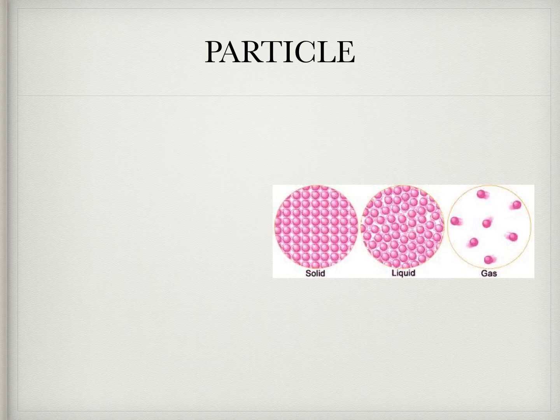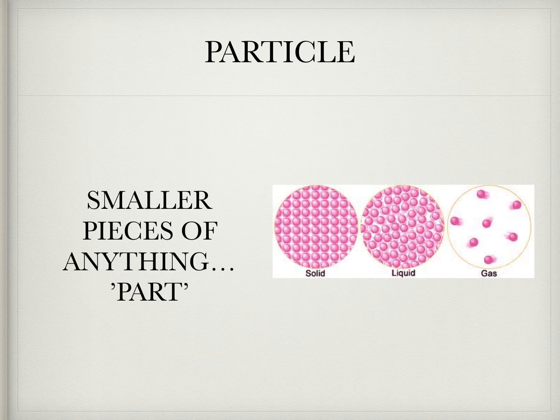Particle is the next word. And for particle, I show you a picture of solid, liquid, and gas. It's smaller pieces of anything. If you look at the root word of particle, it is part. So if you understand that a piece of something, that's a particle.